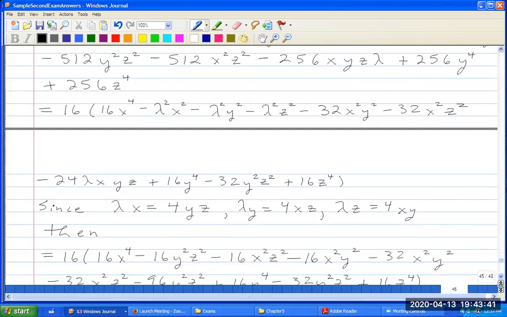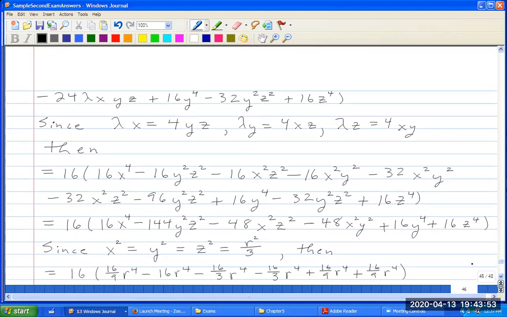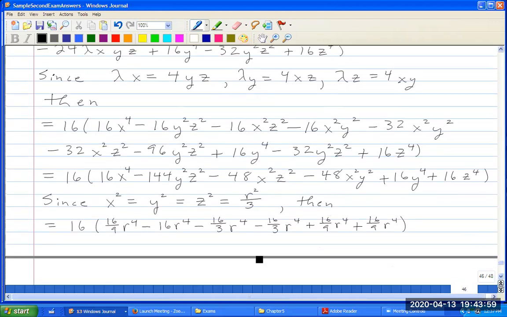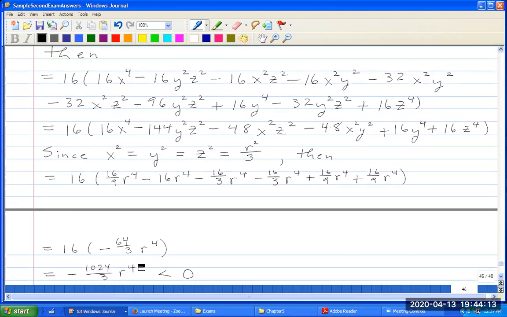So if you plug that in, then you'll get rid of the lambdas. And so then you just come out with this, knowing that x squared, y squared, and z squared is r squared over 3. So it should look pretty familiar. Each of these will simplify, just like what we did in the previous case above. And so you get that this is equal to some negative number. Okay, so I got that the largest of those minors was negative.